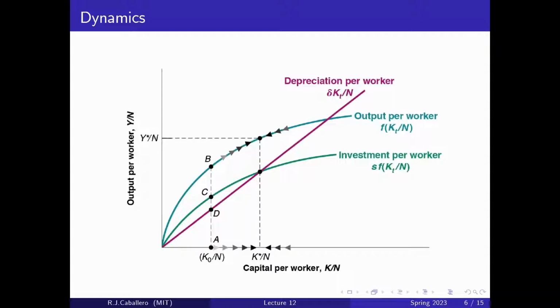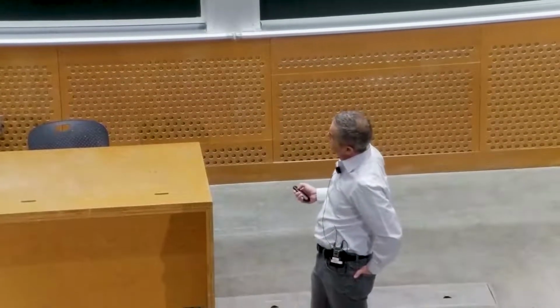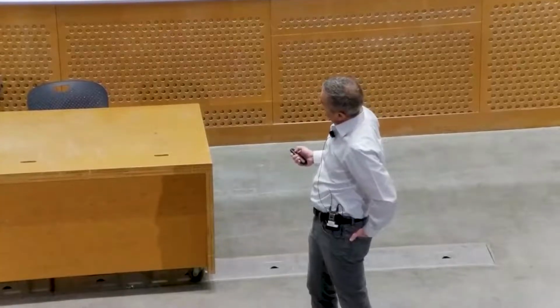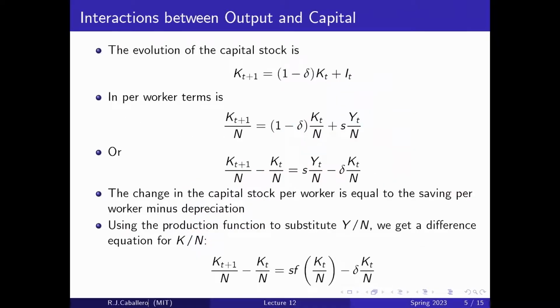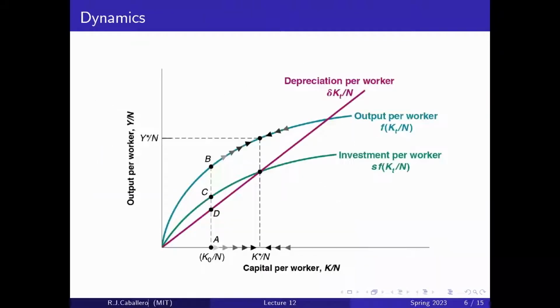Okay, good. So the point I was describing before was a point like this. Remember? Suppose that the economy starts in a point like this one, K0 over N. Well, and I want to understand the dynamics of this economy. How will it grow over time? So what you see here is that at this level of capital per worker, investment is greater than depreciation. So that's exactly a situation where this is positive. Okay? That distance here is that.